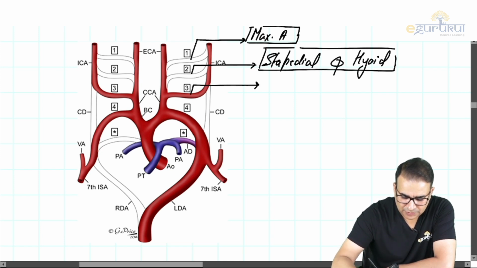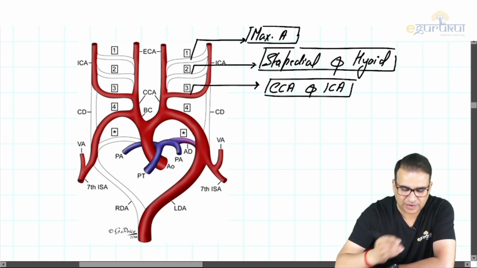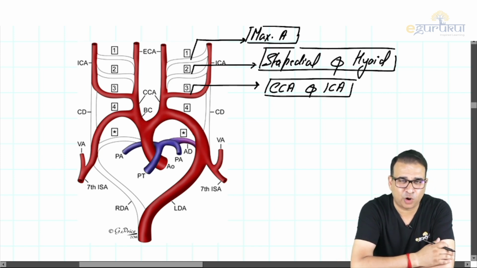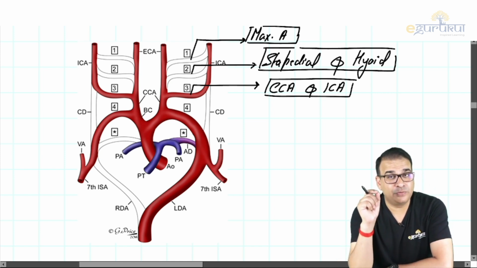Third arch artery gives rise to the common carotid, which continues as the internal carotid artery. So the common carotid and internal carotid artery are derivatives of the third arch artery, on both the right side and the left side. And now comes an important one, the fourth arch, guys.